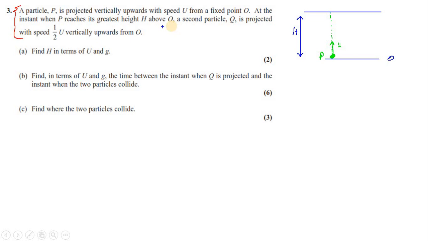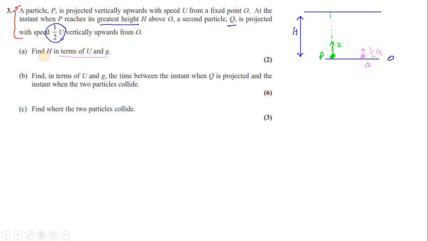And what happened: as soon as the particle P reaches its greatest height, another particle Q is projected at that moment with half of the velocity. So we have another particle Q. As soon as P reaches there, we are projecting another particle Q with half of u. So find h in terms of u and g.